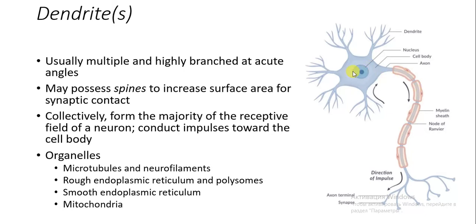Okay, we'll discuss it now. In dendrites, the organelles are similar to cytoplasm. There are microtubules and neurofilaments, rough endoplasmic reticulum and polysomes are present, smooth endoplasmic reticulum present, and mitochondria present there. So you see, same arrangement as cytoplasm. So we can say that dendrite is just an outgrowth of cytoplasm. That's it.